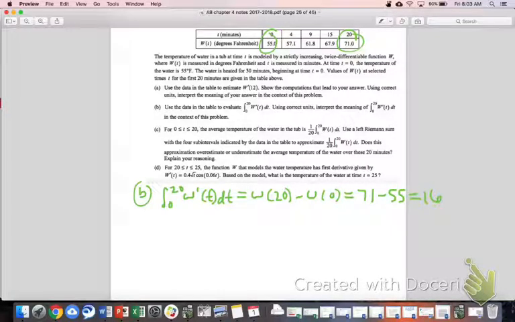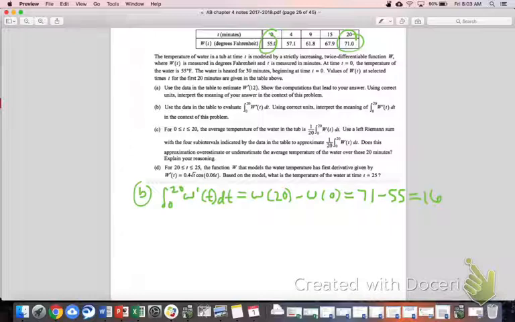Will you say it again? The integral from 0 to 20 of w prime of t dt means that the net change in temperature over the interval 0 minutes to 20 minutes is 16 degrees Fahrenheit. It's really well said, isn't it? Were you guys following along with that? Yeah. Maybe I could write it down for you too.